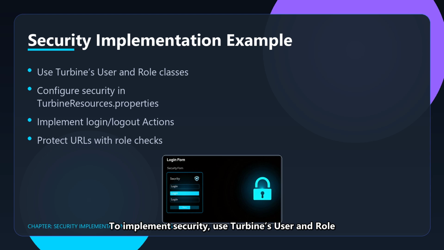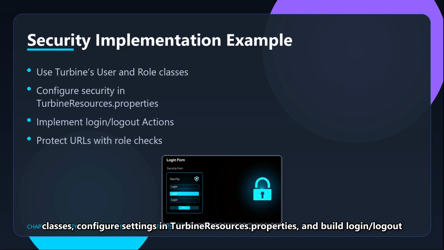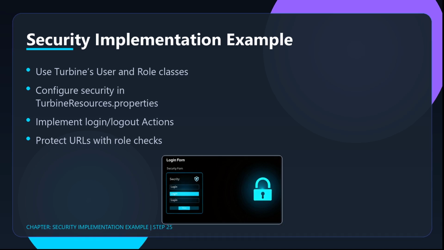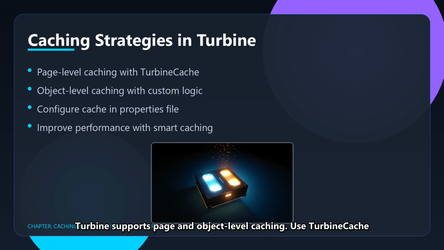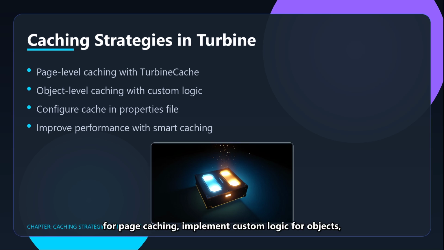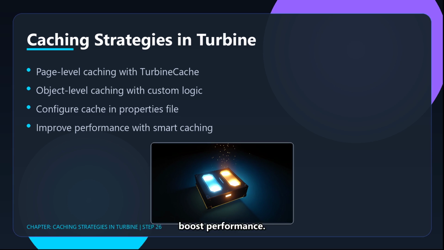To implement security, use Turbine's user and role classes, configure settings in TurbineResources.properties, and build login/logout actions. Protect URLs by checking user roles. Turbine supports page and object level caching. Use Turbine Cache for page caching, implement custom logic for objects, and configure caching in the properties file to boost performance.